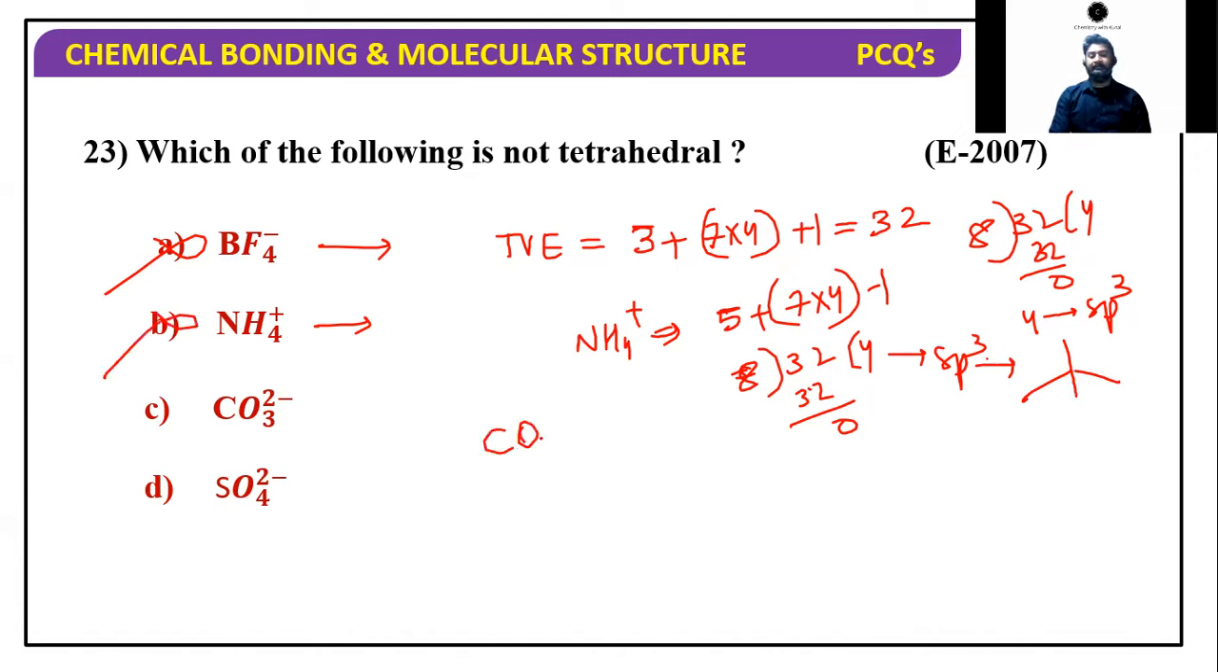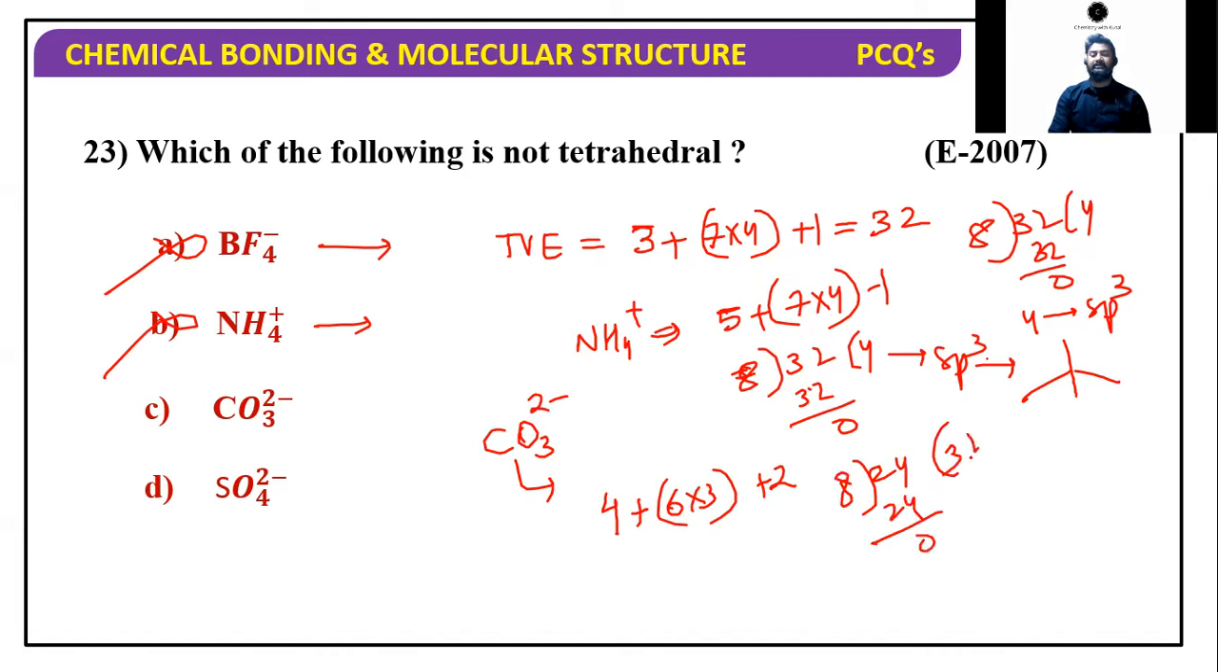Carbonate. Use the shortcut. 4 because of carbon, 6 into 3, plus 2. So what is the answer? Yes, 24. 24 divided by 8 will be 3. 3, 0. So 3 bond pairs, no lone pair, nothing. It will be sp2. And since it's sp2, it will be trigonal planar. So this is the right answer. Even this will be tetrahedral, you can check. So the answer is option C. Very good. That's the correct answer. This is how we do it.